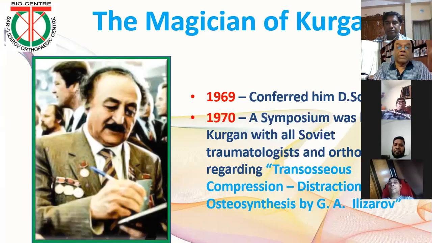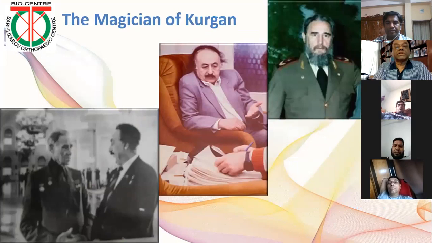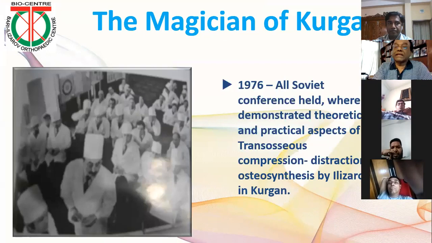Look at this. These are different pictures of Professor Ilizarov when he was doing Ilizarov surgery in the Kurgan Center. In 1976, an all-Soviet conference was held in Kurgan, where he demonstrated the theoretical and practical aspects of transosseous compression distraction osteosynthesis. We are calling it transosseous, through the bones. Small biocompatible thin wires were utilized to correct the deformity, to lengthen, and to form new vessels.